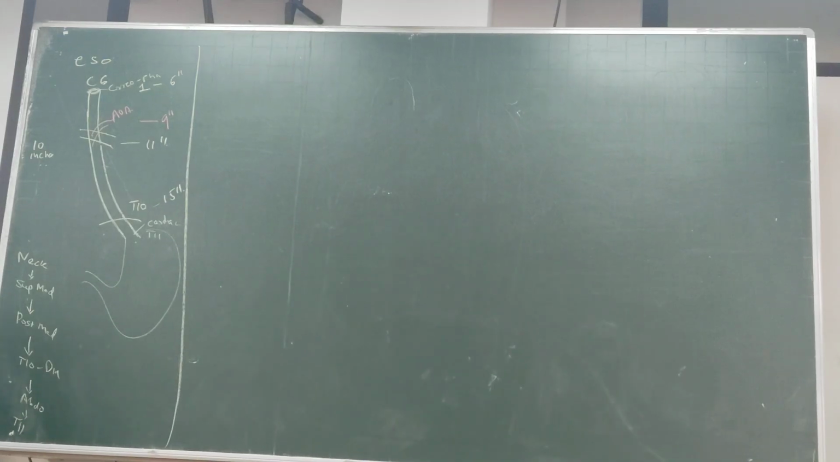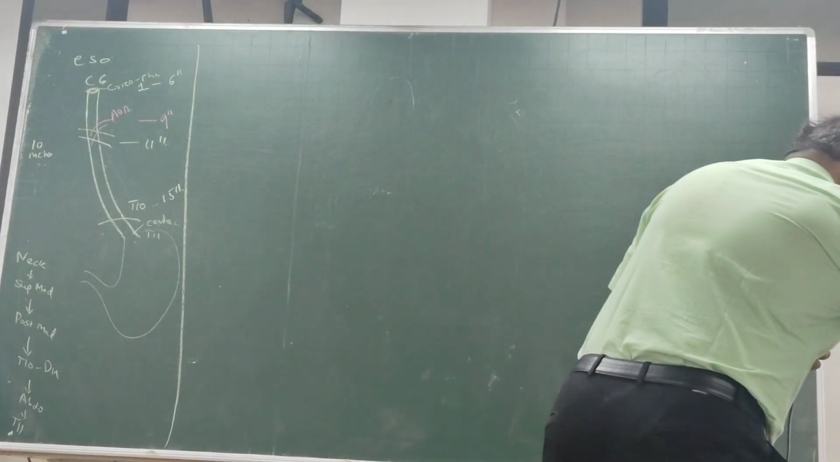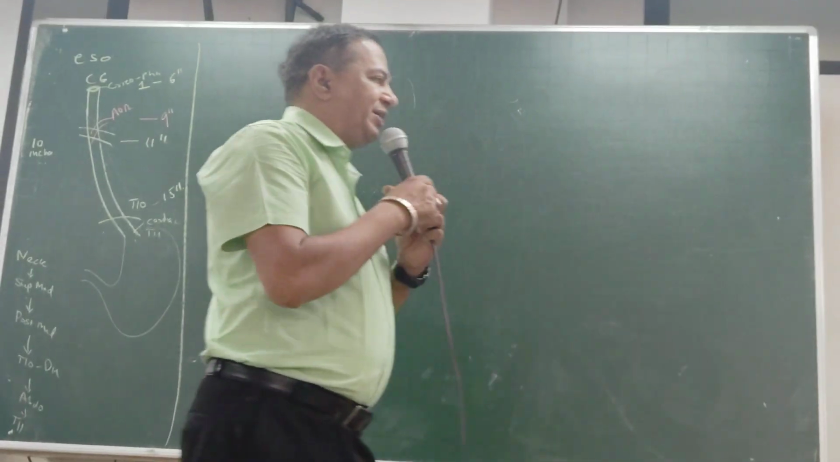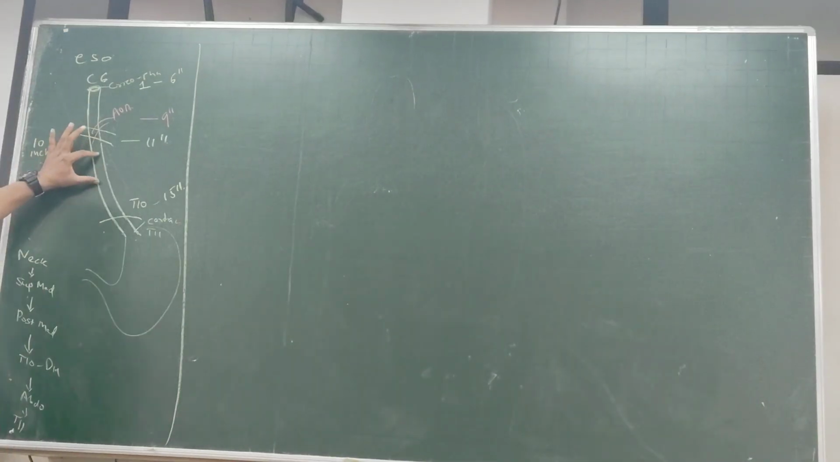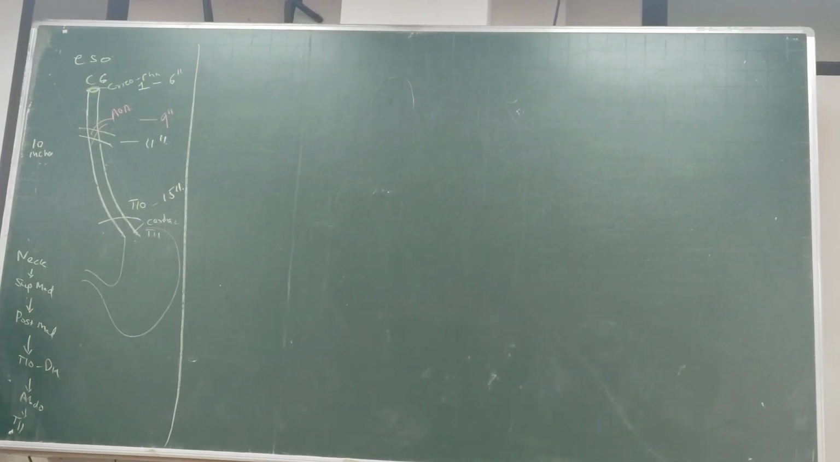Now one more significance in esophagus is about venous drainage. Arterial supply of the esophagus, upper part is from the inferior thyroid artery, middle part is from the aorta, lower part is from the left gastric artery. So stomach से related. तो उसमें इतना कुछ इशू नहीं है ब्लड सप्लाई में.